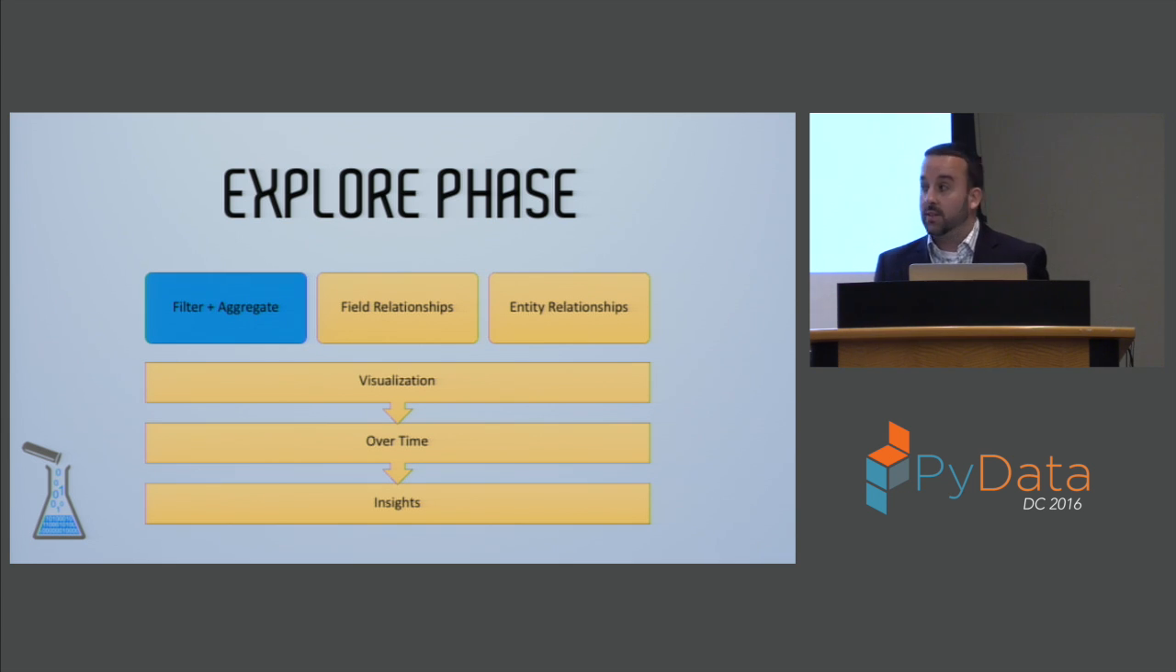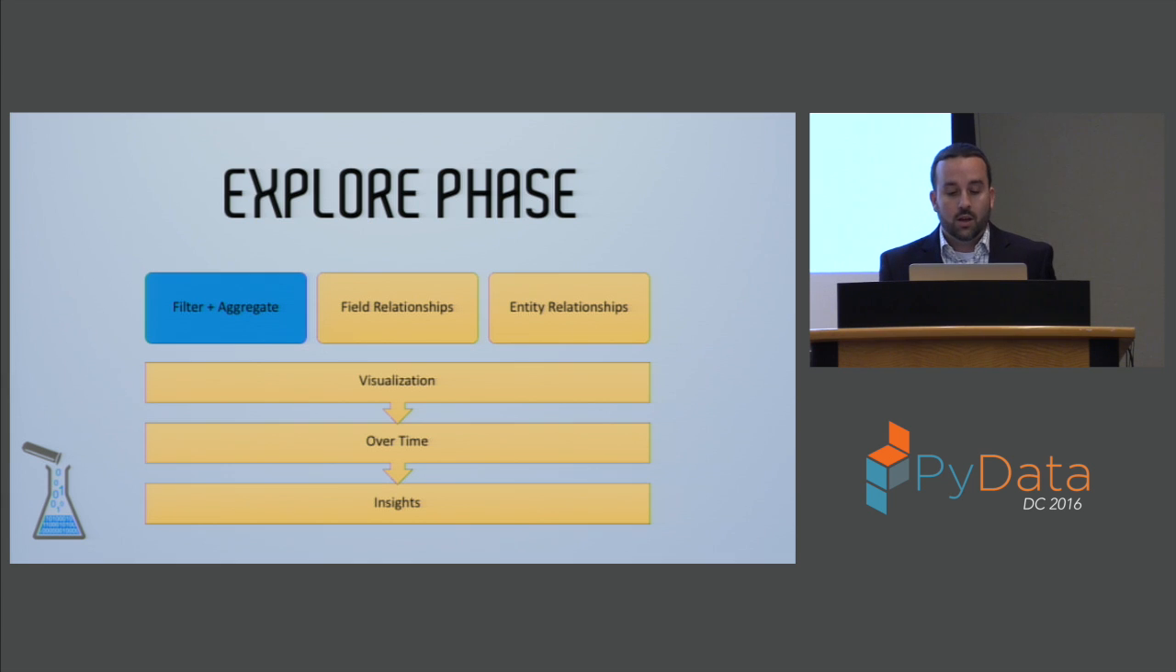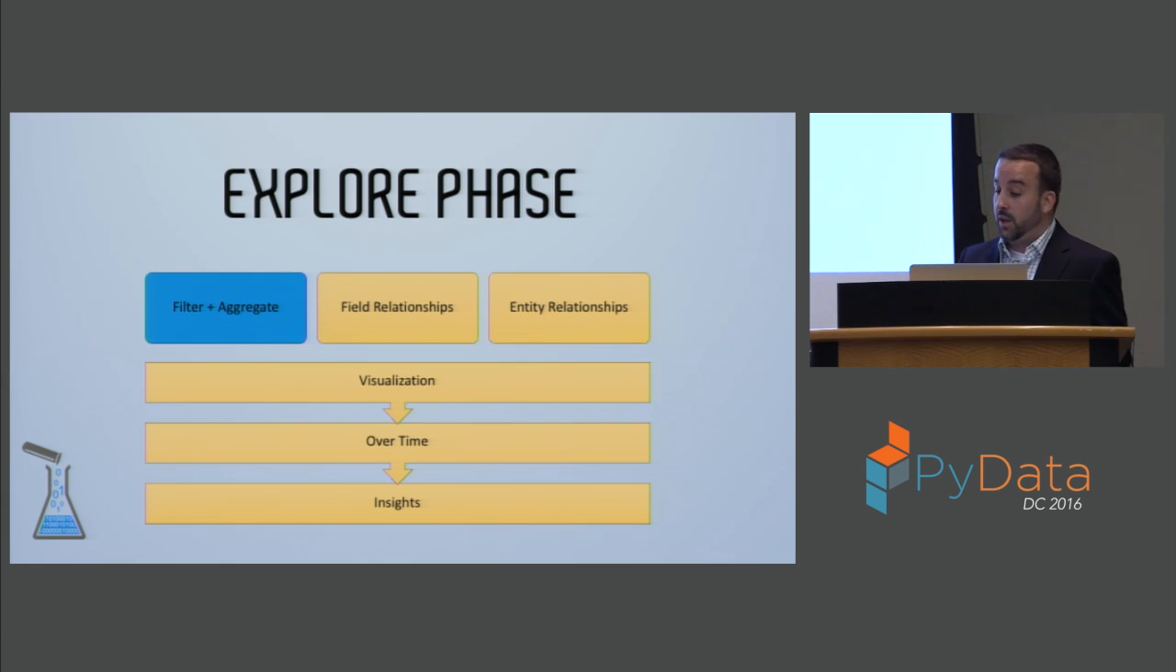In this explore phase, we're going to first look at filtering and aggregation, and then we're going to look at relationships between fields, and after that, we're going to move on and look at relationships between the entities in our data. We're going to look at these things visually. We're going to look at these things over time, whenever possible, and we're going to use them to discover insights in our data.